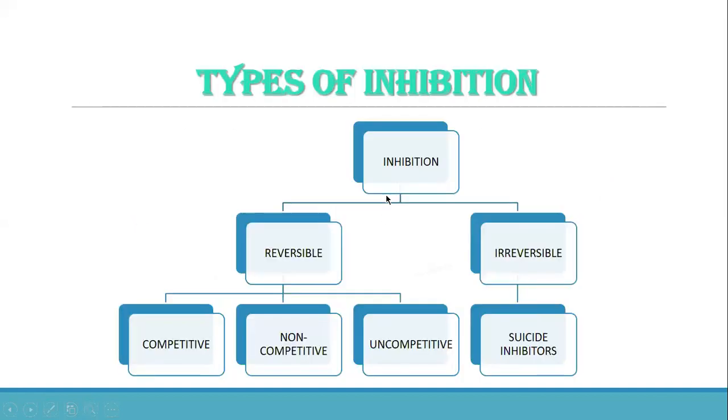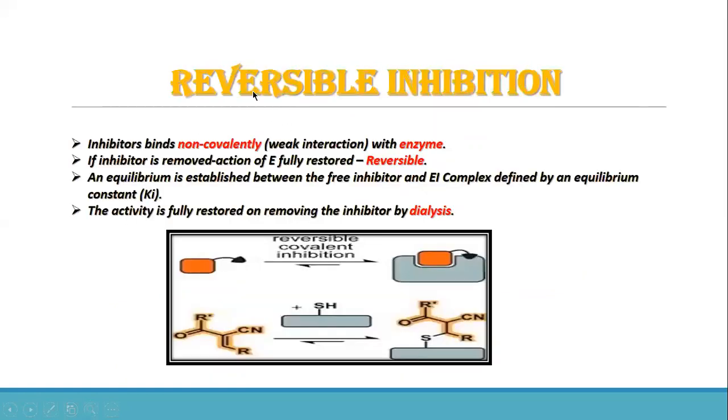Types of inhibition. Inhibition is divided into reversible and irreversible. First, reversible inhibition. Inhibitors bind non-covalently with the enzyme. If the inhibitor is removed, the action of the enzyme is fully restored. That's why it is a reversible process. An equilibrium is established between the free inhibitor and the enzyme-inhibitor complex, defined by the equilibrium constant Ki. The activity is fully restored on removing the inhibitor by dialysis.